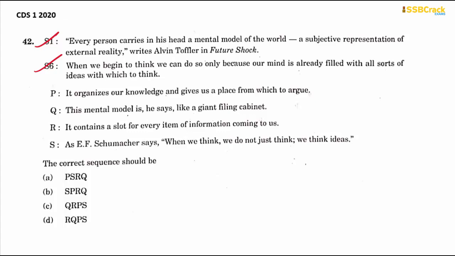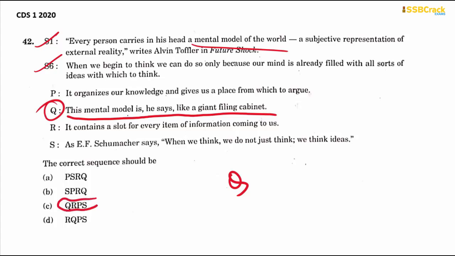Now, again, we will not go through thoroughly each and every sequence PQRS. Read the first sentence. Every person carries in his head a mental model of the world. If you scan through the PQRS sequence, you'll find there is a mention of this mental model, he says, like a giant filing cabinet. Sequence Q. This mental model here is alluding to the first sentence. So obviously, you have to find the combination starting with sequence Q. Read the options, you'll find there is only one option starting with Q, option C, that is QRPS. That is your answer. Match it and you'll find it out.